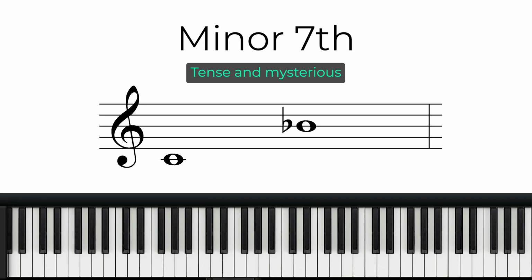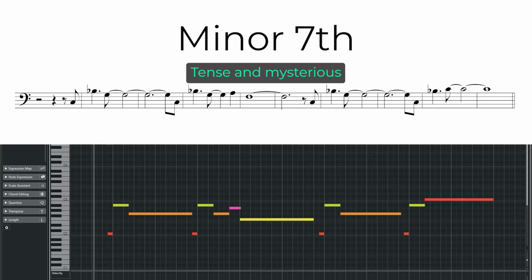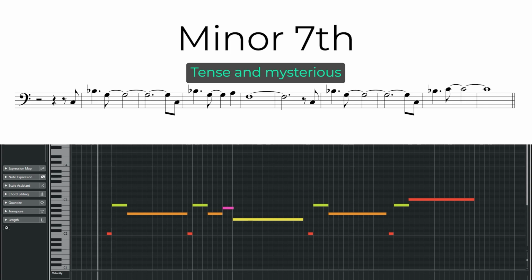The minor seventh is an interval which can be harder to pin down in terms of representing a specific emotion. Some might say it sounds unstable, feeling like it wants to resolve to the octave. To me, it has a tense and mysterious quality to it. Here's my example of a short motif making use of the minor seventh.